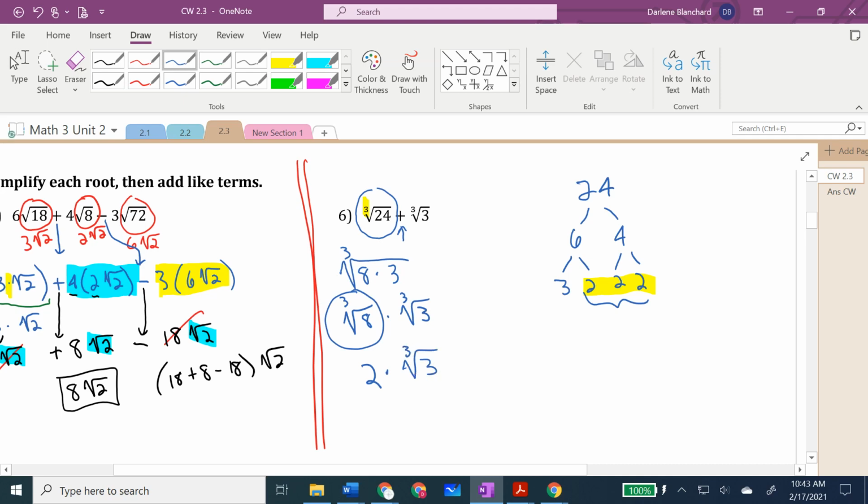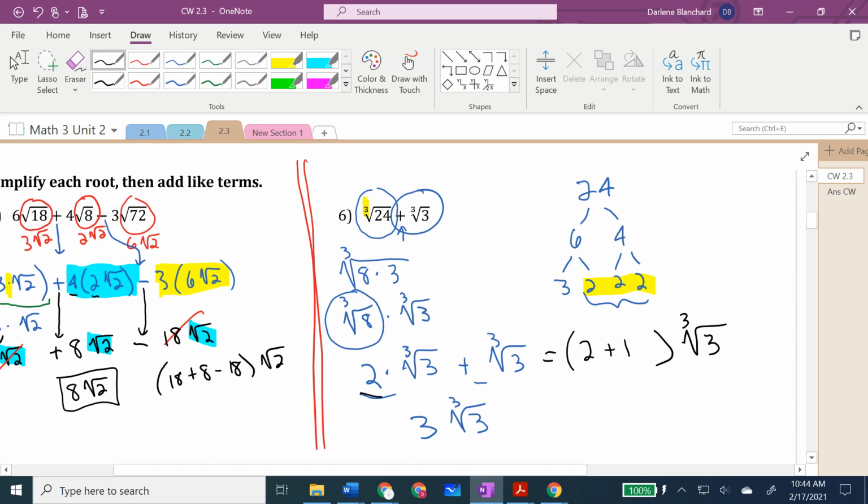And so we have simplified the cube root of 24 is 2 times the cube root of 3. And then I'm adding to that the cube root of 3. So I have 2 cube roots of 3 plus 1 cube root of 3 gives me 3 cube roots of 3. And I'm going to emphasize that you can factor or undistribute out the cube root of 3, which leaves you with that 2 plus 1.